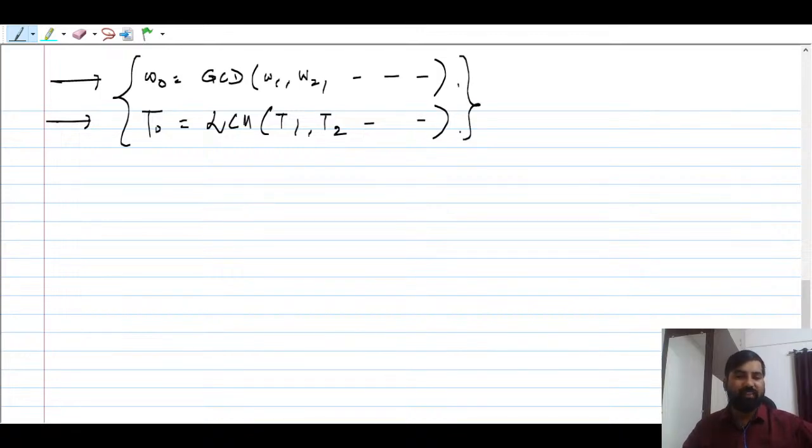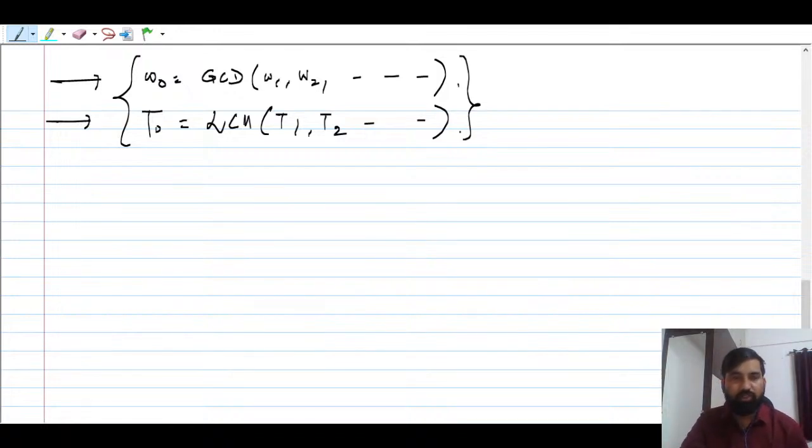If you want to find the fundamental frequency, you have to find the GCD. I think everybody knows GCD, right? GCD is nothing but the highest common factor or greatest common divisor, or greatest common factor. So this is the direct step that you can apply. I hope this makes sense. Understood? This is a very important step that you can follow.